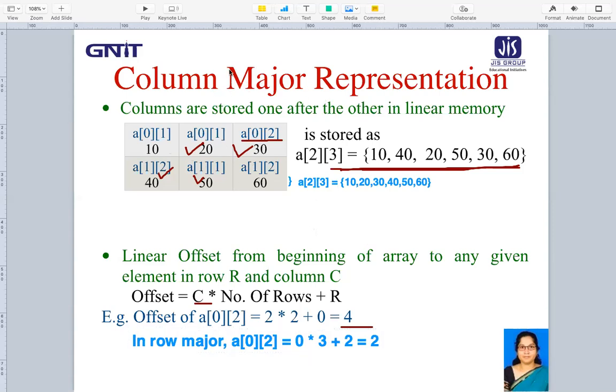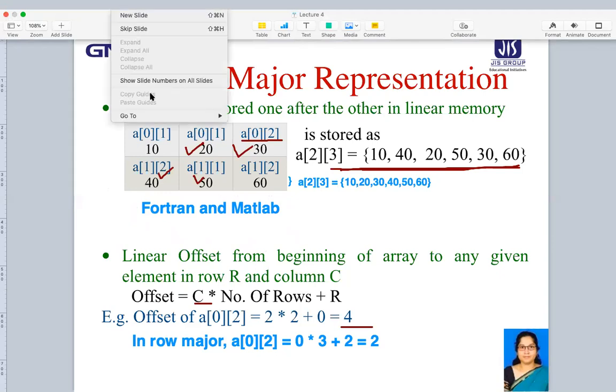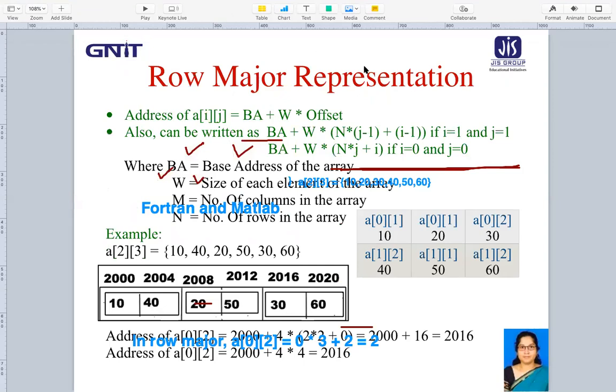Row major representation is followed in common languages like C and C++, but column major is followed in languages like Fortran and MATLAB. In these kinds of programming languages, column major representation is followed. Now let us check what the formula will be for finding the address of a particular element in this case.